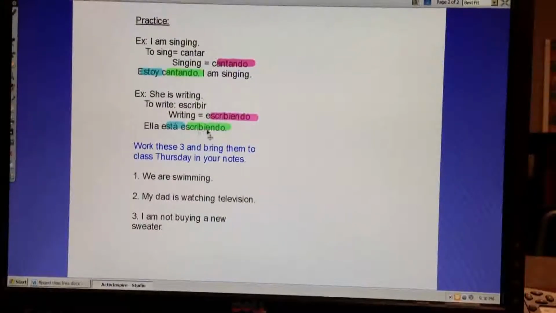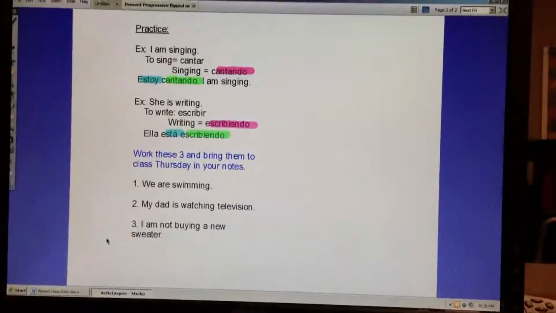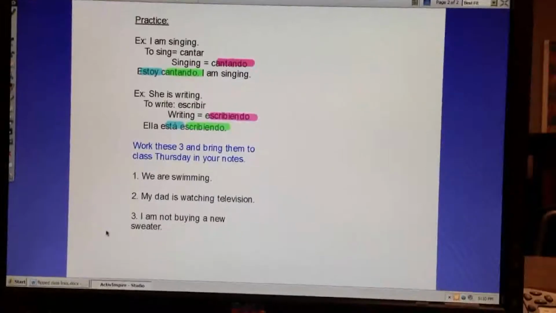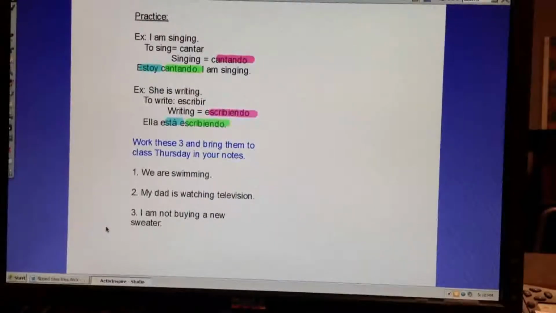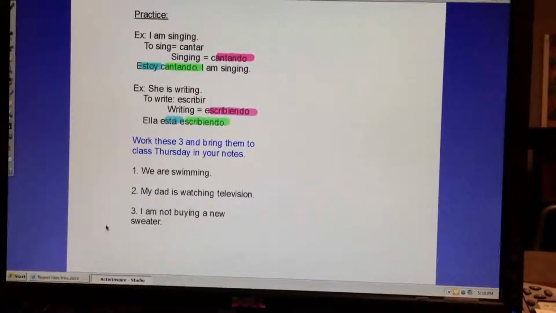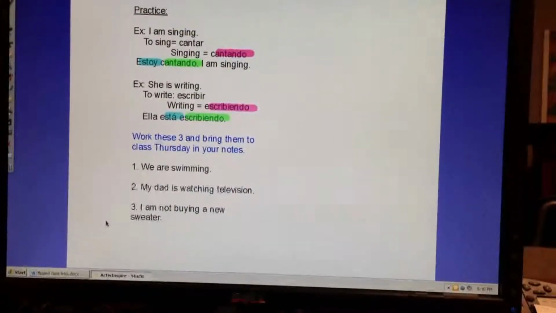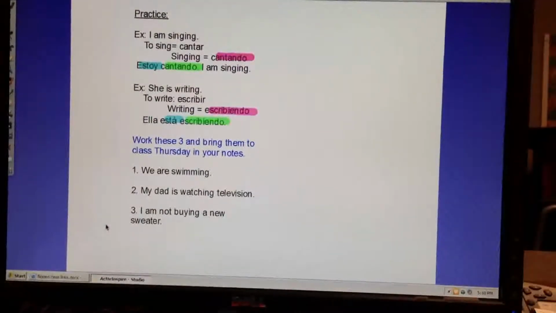She is writing. Now, what do you do with these 3 down here? Well, since we have about 4 or 5 days to look at our flipped lesson, get to know the present progressive, and come in on Thursday of next week so we can work it together, I want you to come in not just ready to show me what you know, but with 3 completed examples, okay? So tell me how you would say we are swimming in Spanish. My dad is watching television, and I am not buying a new sweater. If there are any words that you don't know, look them up.